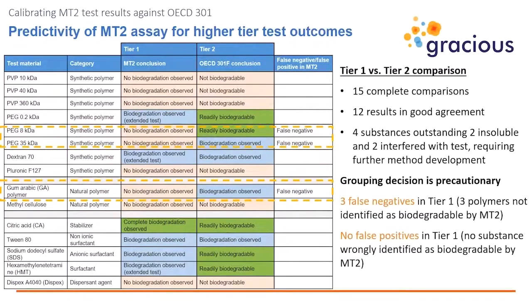However, we know that if we don't see biodegradation in our MT2 assay, this could be a trigger for escalating to a higher tier test to see whether this is a false negative or whether there actually is no biodegradation of that chemical.